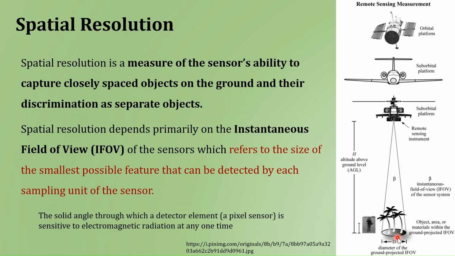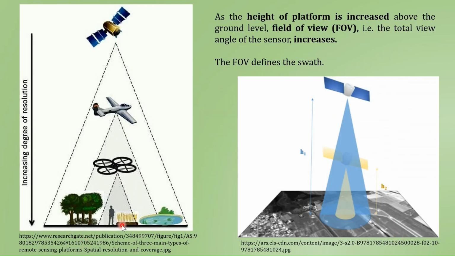There is another term, field of view. As the height of the platform is increased above the ground level, the field of view, that is the total view angle of the sensor, increases. When we say platform, it is simply the vehicle on which these sensors are placed. Here we have three examples, and we can see that as the height of the platform increases, the total field of view increases.